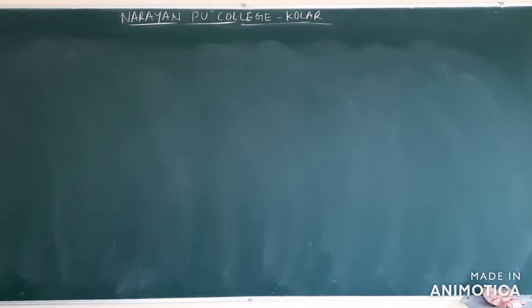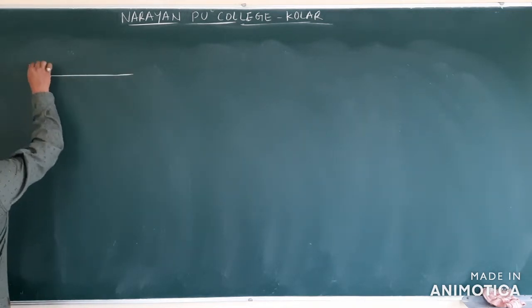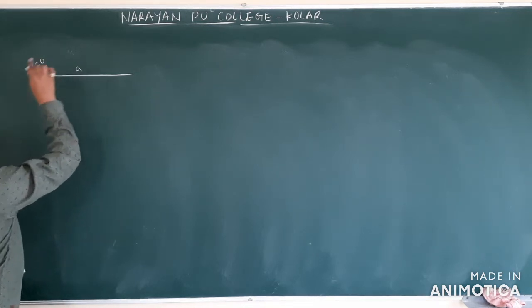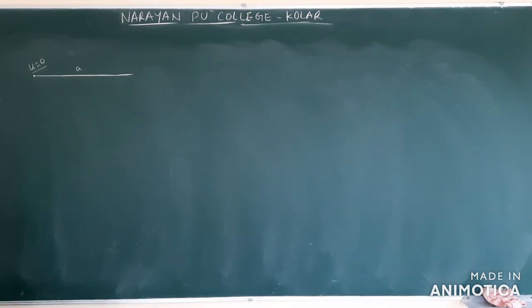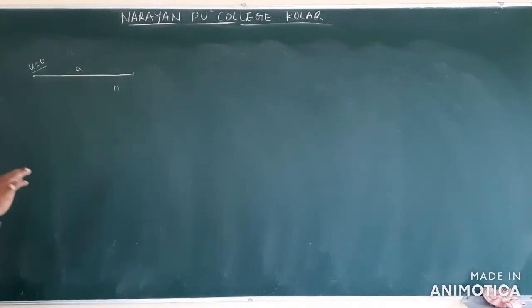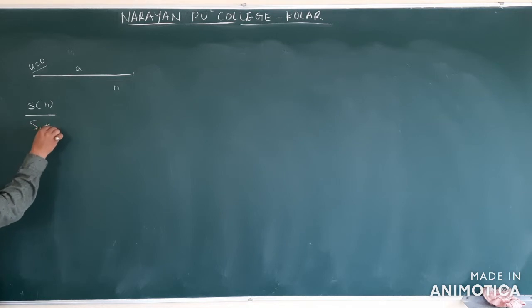So it is moving with constant acceleration. Therefore, we can apply any one of the equations of motion. It is moving in a straight line with constant acceleration, which we will assume as a. And if the motion starts from rest, what we have to take? Rest means initial velocity u is 0. Then they are asking the ratio of displacement traveled in n seconds and displacement traveled in the nth second.